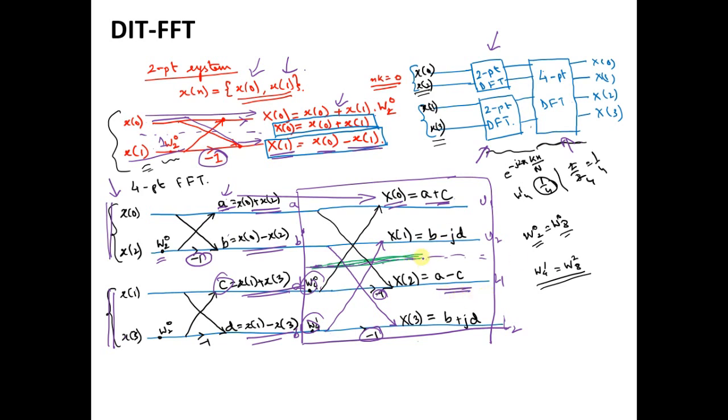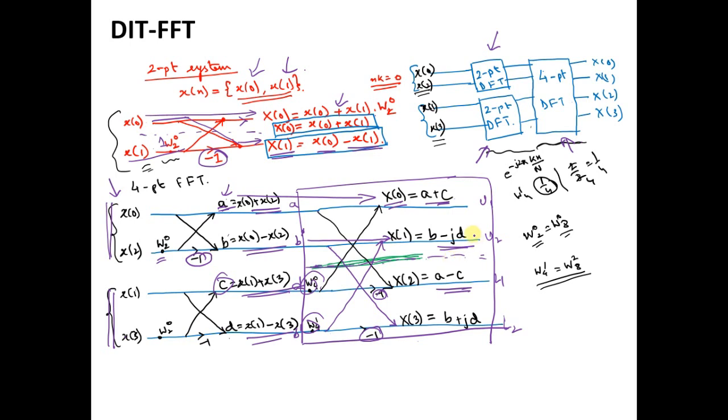Similarly, if you look into the B terminal, which will give you X1, it is B directly coming over here, B. Now over here, if you see, minus JD is coming. Why is this minus JD coming? This is coming because D is getting multiplied with W14. So W14 is 0 minus J, that means 1 minus J. So minus J multiplied by D. Okay, did you get my point?